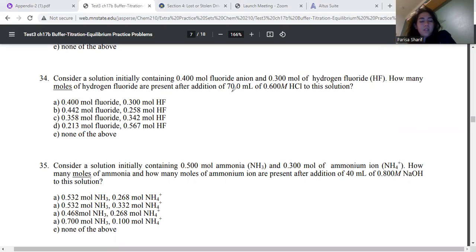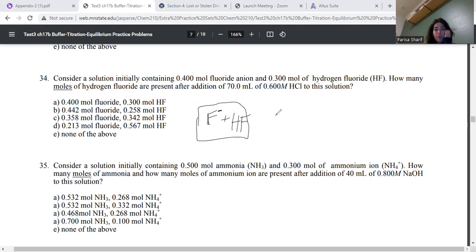So let's make like a new beaker. So we know we have 0.4 moles of this anion, and then we have 0.3 moles of the HF, okay? And they're chilling in the beaker.